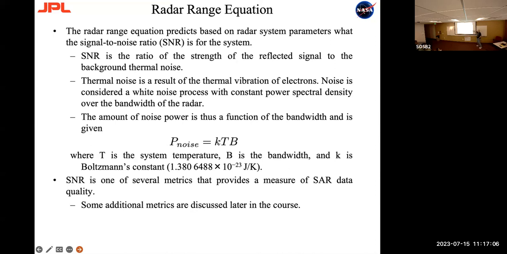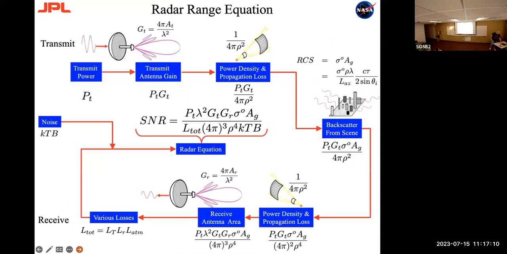Okay, so SNR is one of the metrics that we care about in terms of understanding how well our system will be. And the equation that we use to do that is the so-called radar equation here, which tells us what the SNR is related to. We can just follow the transmit and receive chain to see the basic idea of where the formula comes from.